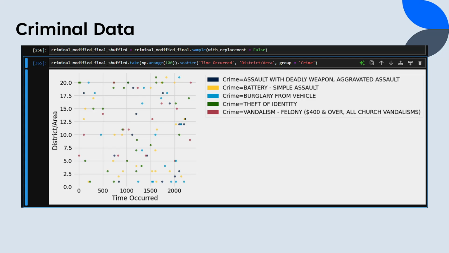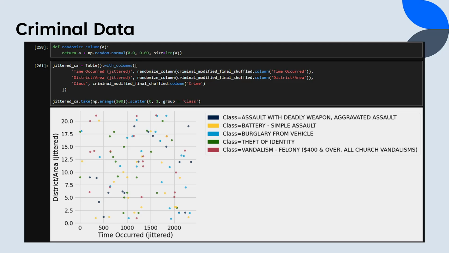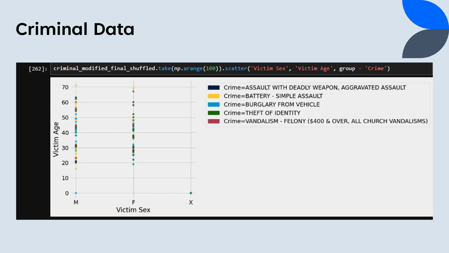Beginning with the dataset on reported crimes, I first sampled 100 rows from the dataset and created a number of scatter plots to see if I could determine any relationships. First, as pictured here, I plotted the time the incident occurred related to the district area it was reported in. This plot, as well as the next few plots, all involve all the different crime types, and I had a lot of trouble determining a relationship between the attributes. Even after using jitter on the plot, the randomized column function, no obvious relationship could really be identified, at least from my end.